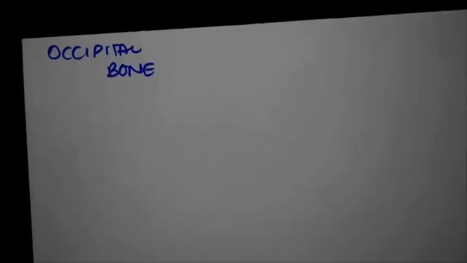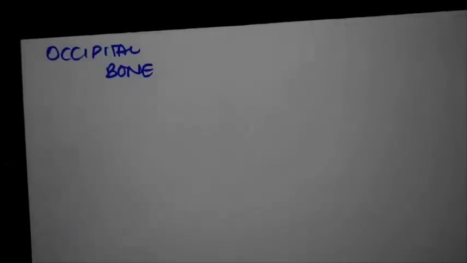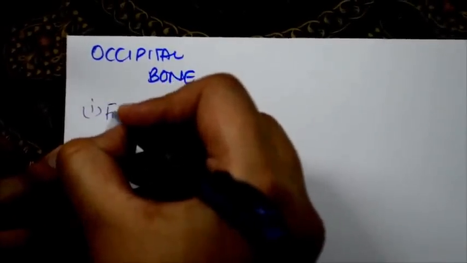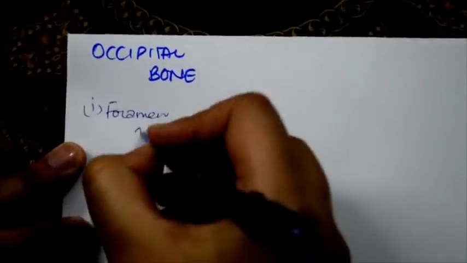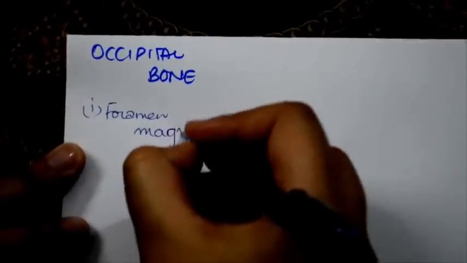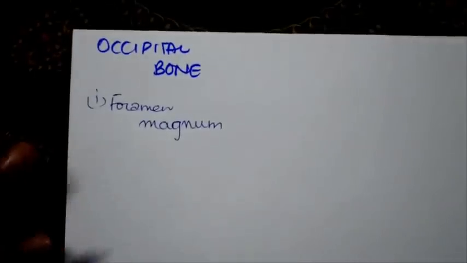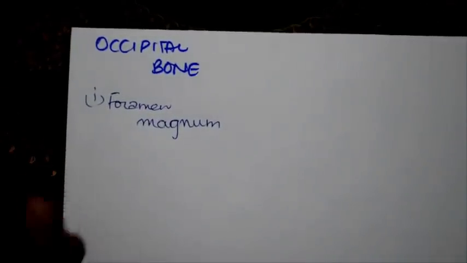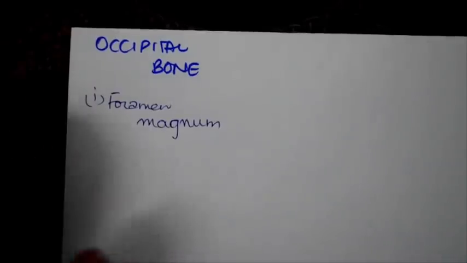Now the occipital bone, about which I'll speak as little as possible. So it is number 1. The occipital bone has the foramen magnum, the biggest of the foramens, and it is the largest foramen in the skull.